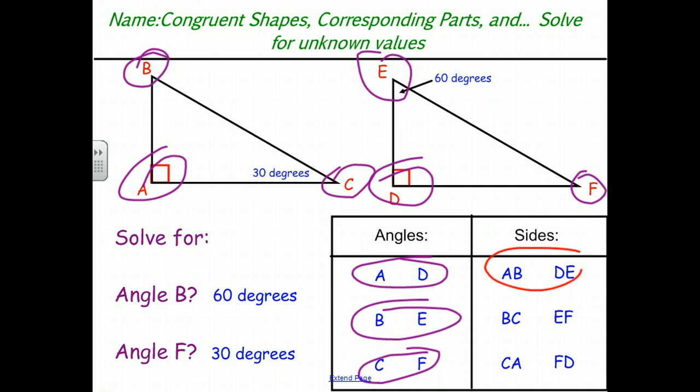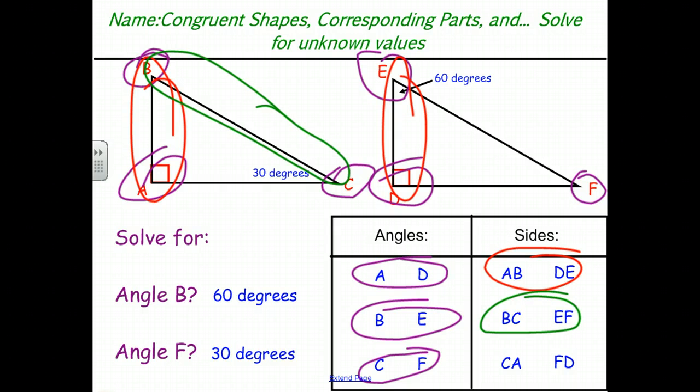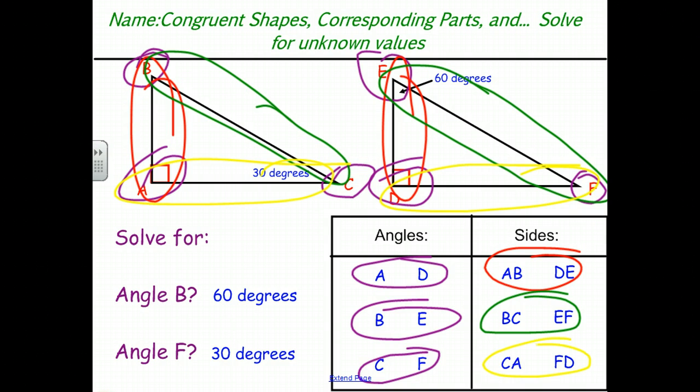And so the sides between them, AB and DE, BC and EF, and AC and DF. So finally, angle B has to be 60 degrees because angle E and angle B are the same, and angle F has to be 30 degrees because angle C and angle F are the same because they are corresponding parts in congruent polygons.